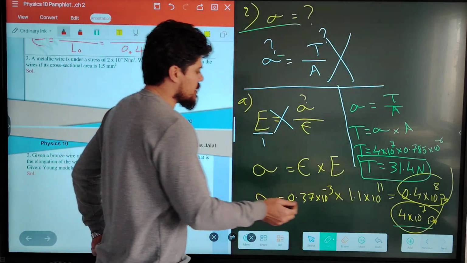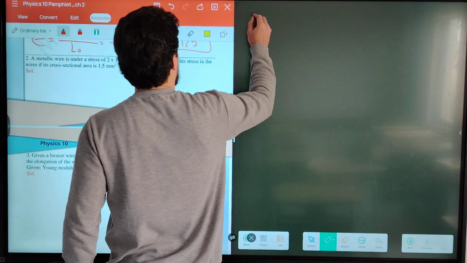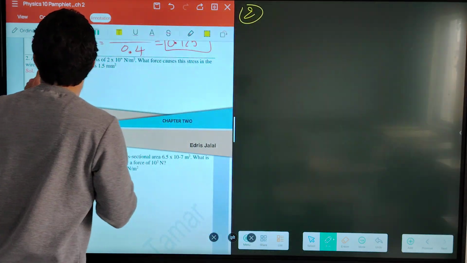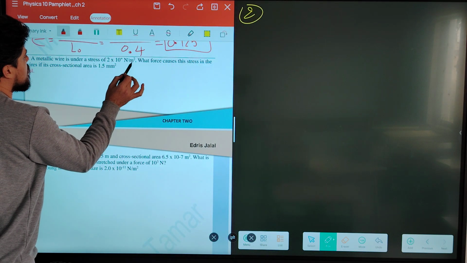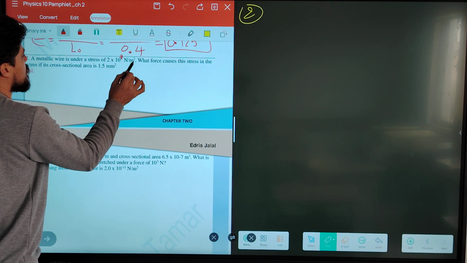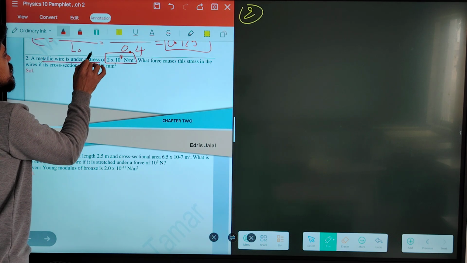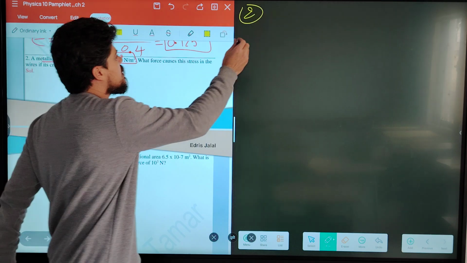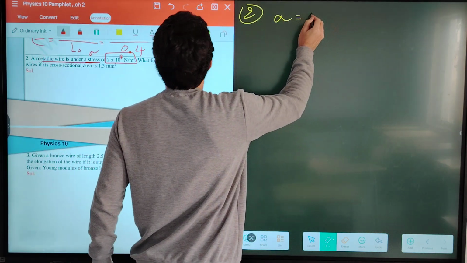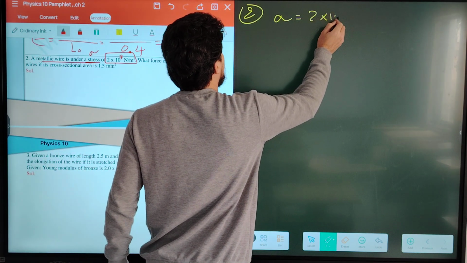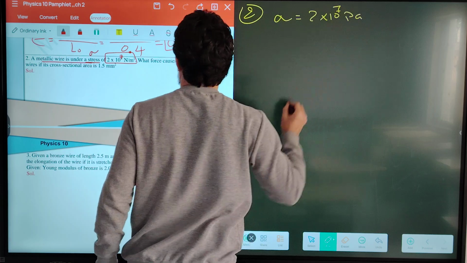Question 2 in section review. A metallic wire is under stress, not tension. Sorry, this is 10 power 7, it's not written here. The amount of stress is given as 2 times 10 power 7 Pascal.